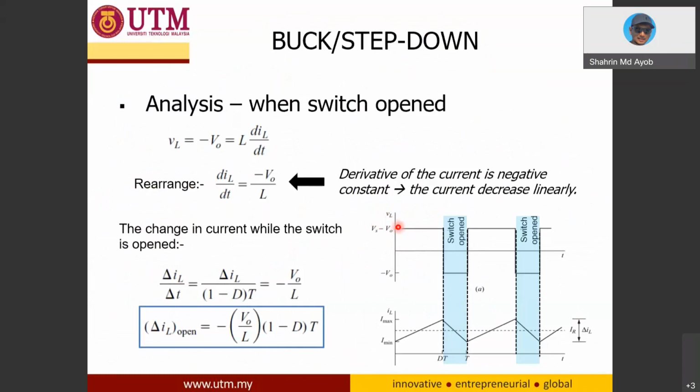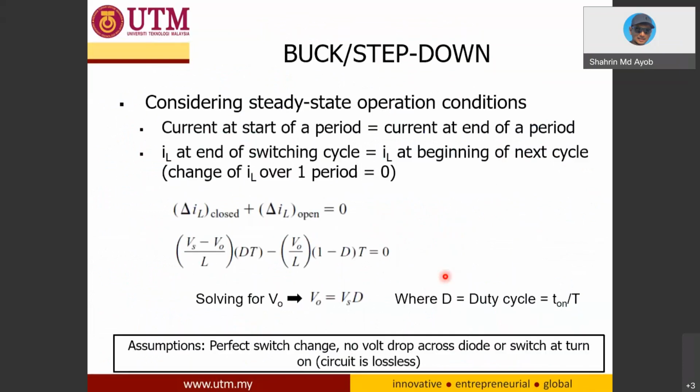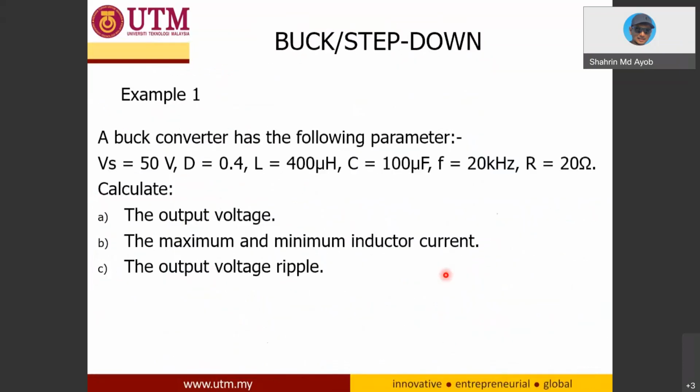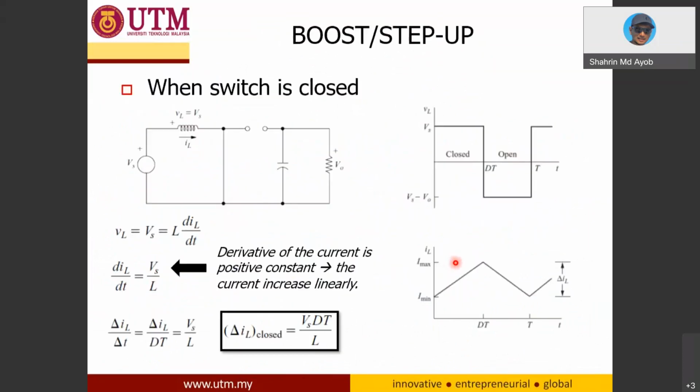As you can see, for the buck converter during turn on VL is VS minus V out, and during turn off it is negative V out. For the boost, it is different: when it is on, VL is VS, but when it is off, it is VS minus V out. I think this is very simple. What you need to do is memorize the circuit, the location and position of the inductor, diode and so on. That is the most important thing.